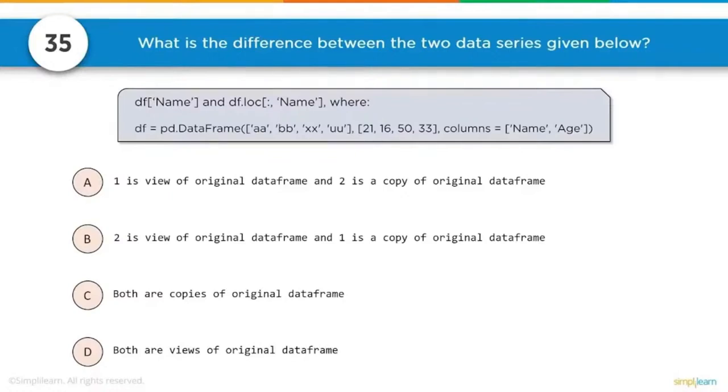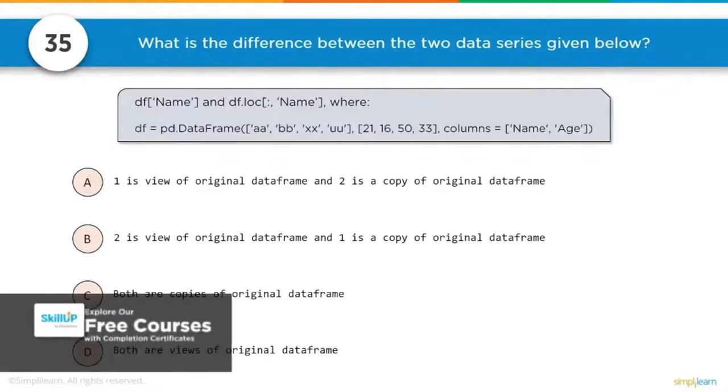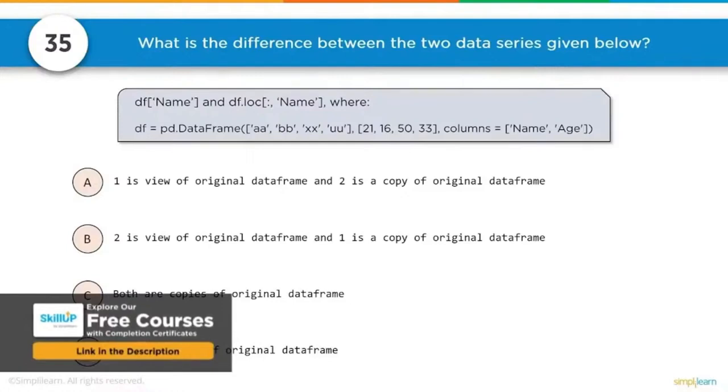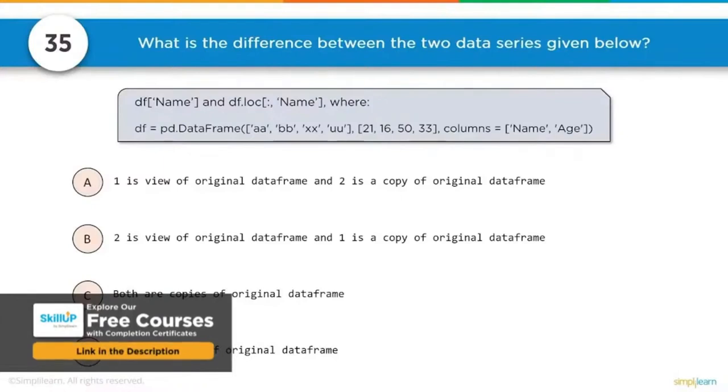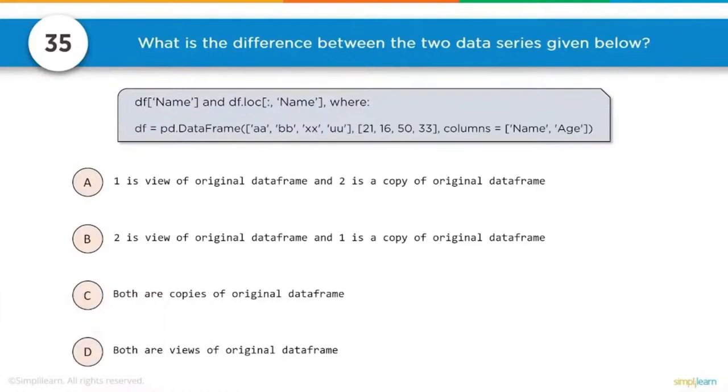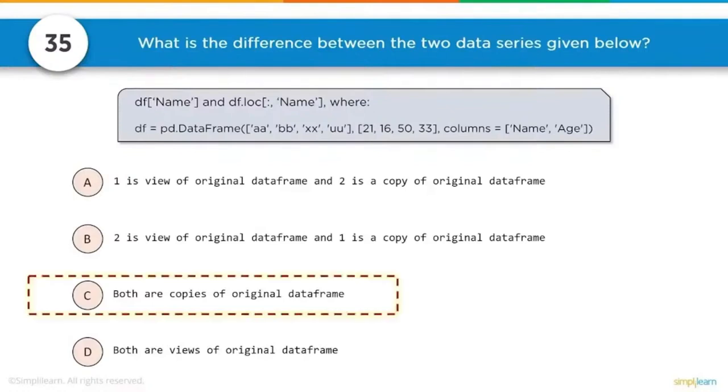Just glancing at the question, they want to know, is it the original data frame or is it the copy of the data frame? And you can see here that 1 is a view of the original data frame and 2 is a copy of the original data frame. 2 is a view of the original data frame and 1 is a copy of the original data frame. Both are copies, both are views. And if you're working with pandas, you know that unless you specifically tell it to do it inline, and a lot of functions don't allow you, you're always taking a slice and it is always a copy. So C, both are copies of the original data frame.